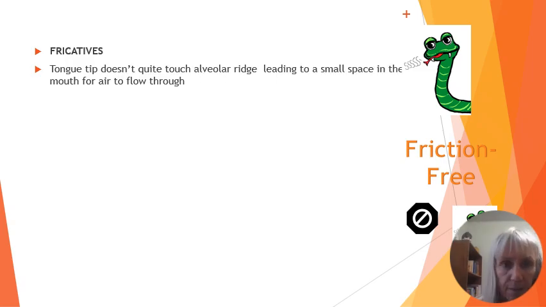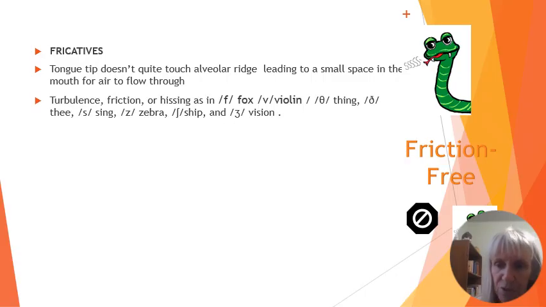Now the tongue tip doesn't quite touch that alveolar ridge back there, leaving a little bit of space between it and the tongue so that air can move through. But it's just a tiny bit of space that's going to make a little bit of turbulence or friction or a hissing noise as that air comes through. And we see that in the fox, fox.